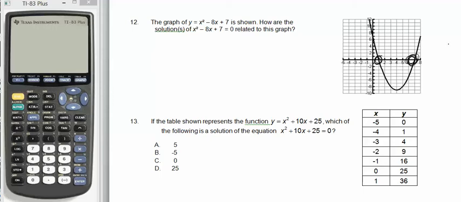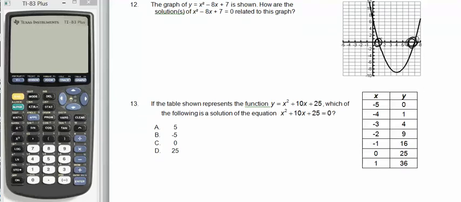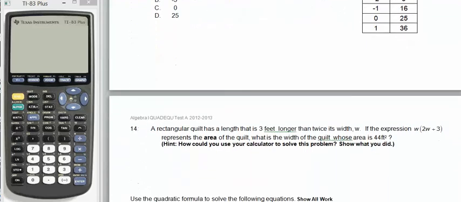All right, so if the table shown represents the function y equals x squared plus 10x plus 25, which of the following is a solution of this equation? So it's going to be where y equals 0. So y equals 0 there, where x is negative 5. I would want you to circle that on the answers.